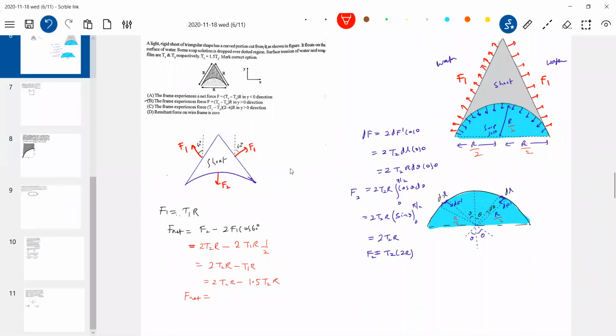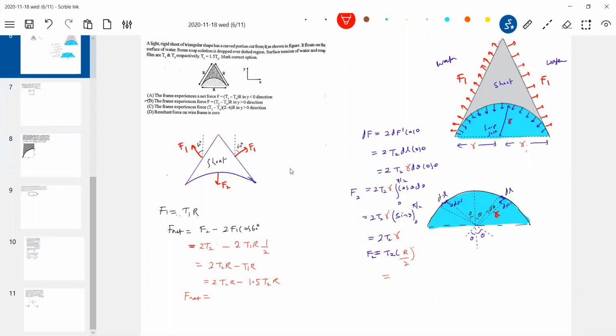I'll do one thing. I'll bring in a small r so that it'll be easy for us to think. I'll make it smaller. Replacement will be easy for us. Small r is equal to R by 2. Yes, fine. F2 is how much now? T2 times R by 2.